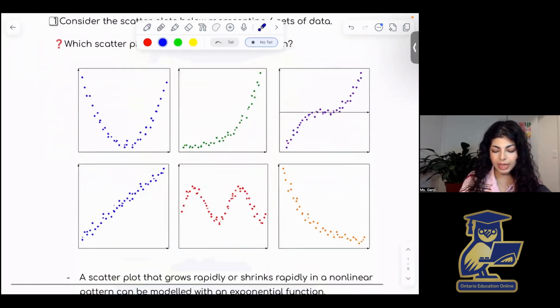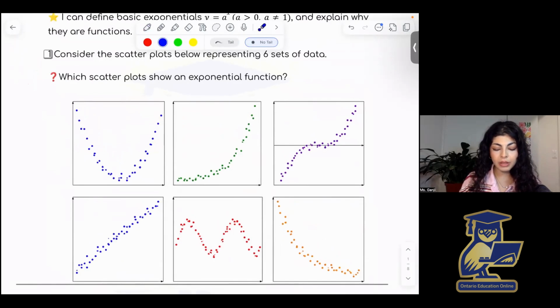First consider these six scatter plots below, and I want you to think which one represents an exponential function. Specifically consider which of them look like functions you have seen already, and we are going to eliminate those and see what we are left with.